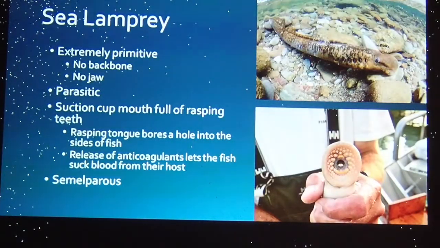Okay, probably my favorite fish species in all of Atlantic Canada, and I might be the only person that says this, because those things are darn ugly, but it's a sea lamprey.